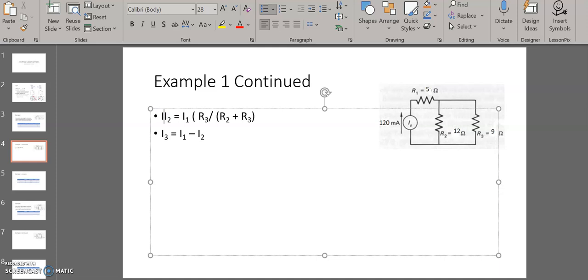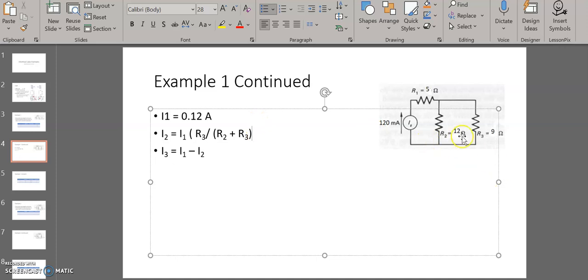So I'm going to say I1 equals 0.12 amps. Now 120 milliamps is 0.12 amps. Then what we need to do next is figure out how much of that current is going to split and end up with I2, and how much of it is going to go with R3.